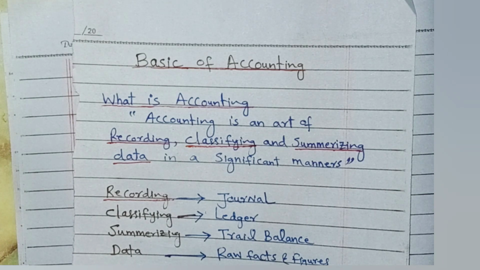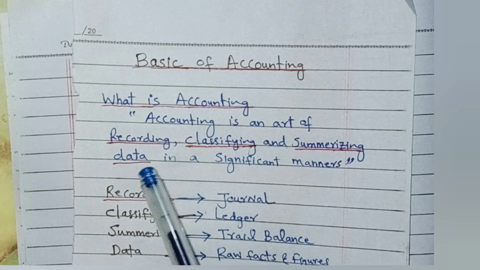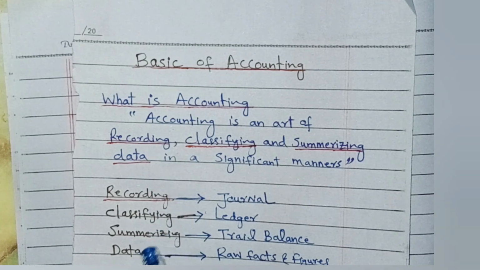Basic of accounting. First of all, you must know the definition of accounting. What is accounting? Look at the definition. Accounting is an art of recording, classifying, and summarizing data in a significant manner. I will explain with you one by one each and every item of this definition. Accounting is an art of recording. Look at the bottom. Recording means journal, where we record data in journal.